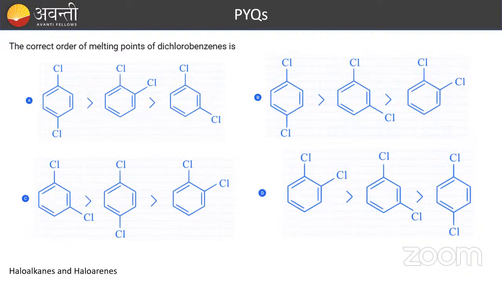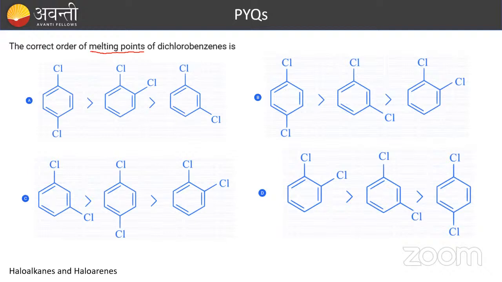The correct order of melting points of dichlorobenzene is... So this is a question from the physical properties. From the physical properties of haloalkanes and haloarenes, I have taken this question. And this is a previous year question also. So find out the answer. Which will have the highest melting point? Option D. No, option D is not the answer. Para dichlorobenzene will have the highest melting point.